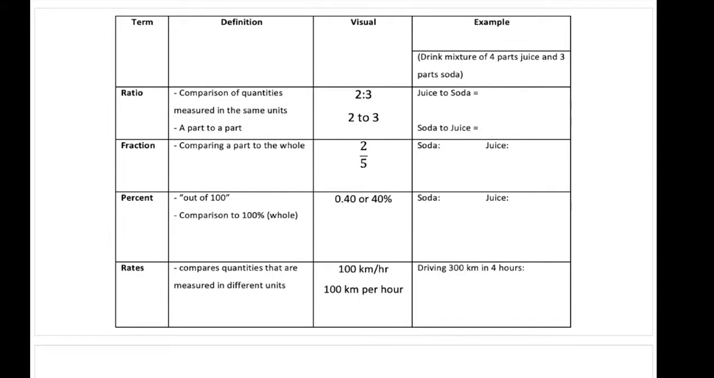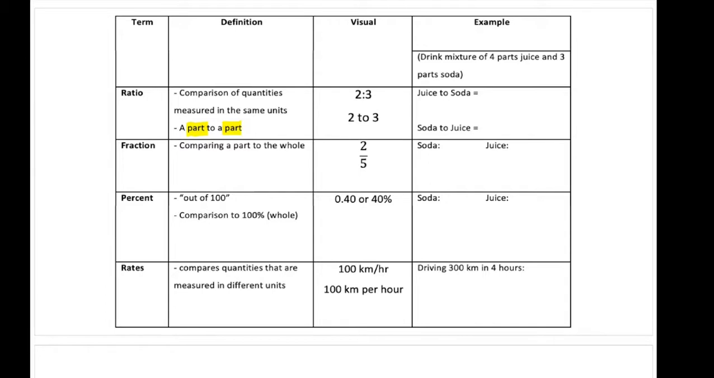Just as a quick overview of all of them, we have a ratio, and a ratio is a comparison of quantities measured in the same units. Essentially, you're comparing one part to another part. Visually, we can see 2 to 3, or say 2 to 3, or use the colon. Either way, it still represents a ratio.